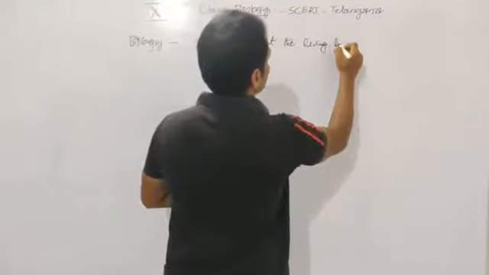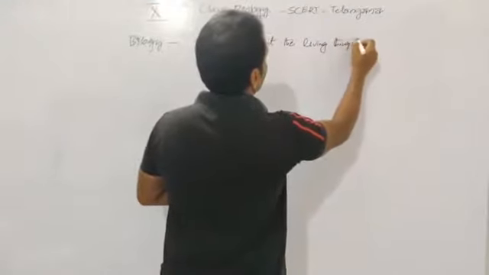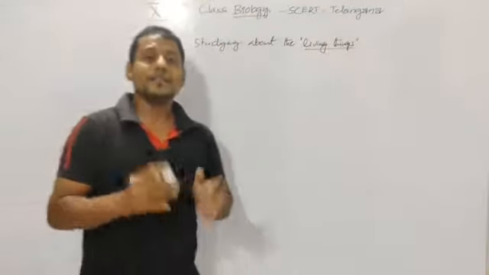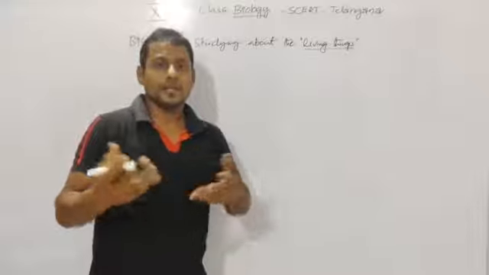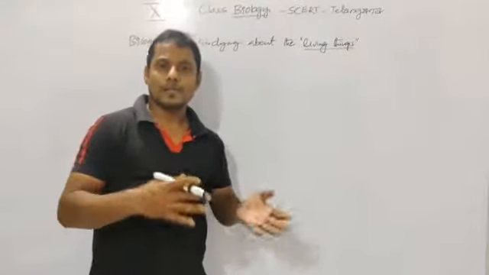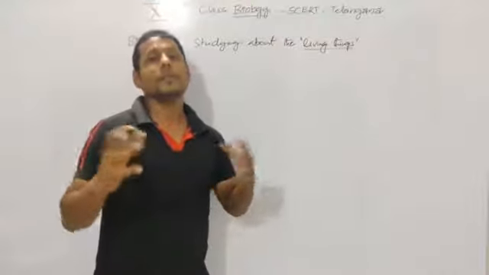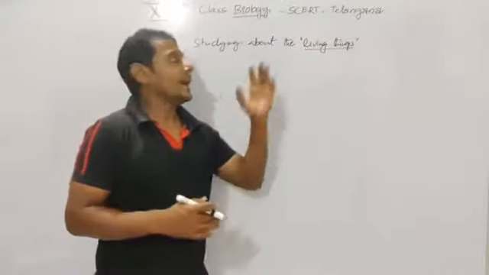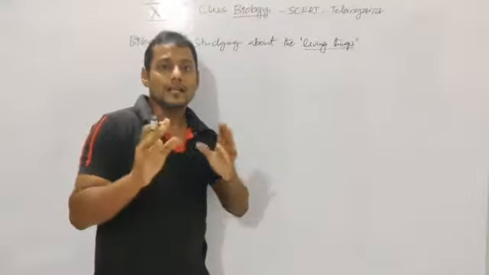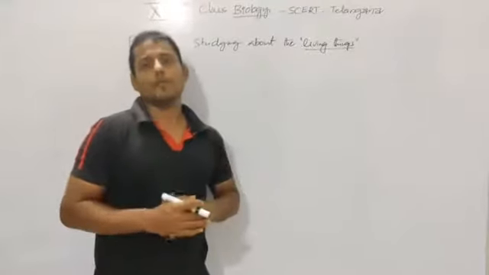So what do you mean by living things? Living things are nothing but the things which have life. You, me, animals, birds, plants, microorganisms, all these are living things, isn't it? And you should have an idea of how the living things are formed.